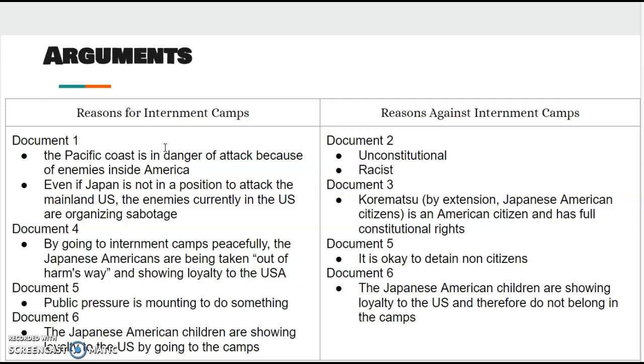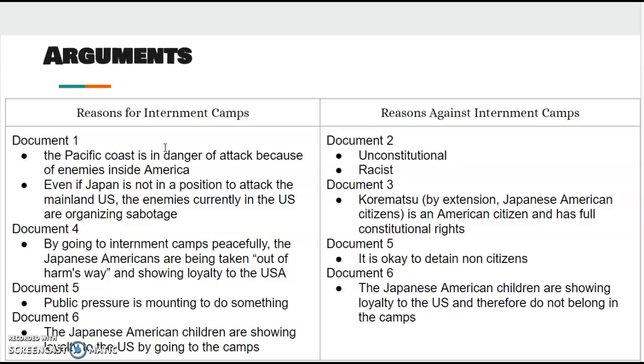Document 5 was the J. Edgar Hoover one, I believe, and that was that there's a lot of public pressure to do something, and the government has to listen to the people. And then he also did say it was controversial, so I have documents 5 and 6 on both sides. Document 6 is a photograph of Japanese American children saying the pledge to the flag, and it depends on how you interpret it. I don't know how you interpreted it, but one way that I think you can is that the Japanese American kids are showing loyalty to the United States by going to the camps. They're saying the pledge, they're showing nationalism for their country, and they're going to the camps to show this nationalism as well.